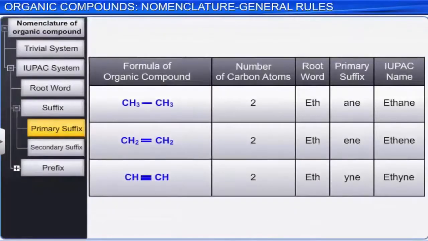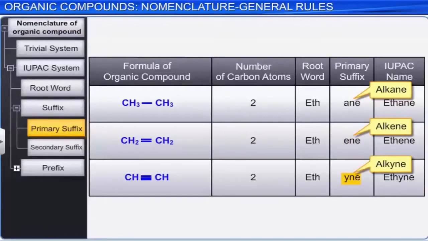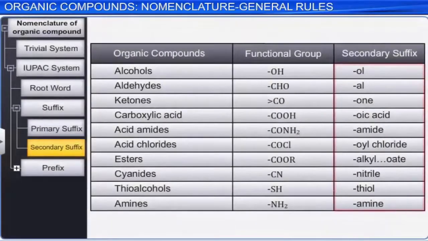A primary suffix is added to the end of the root word. It indicates if a compound is saturated or unsaturated. That is, whether the compound consists of a single or multiple bonds. The 3 primary suffixes are ane for alkane, ene for alkene, and yne for alkyne. A secondary suffix indicates the nature of the functional group present in a compound.